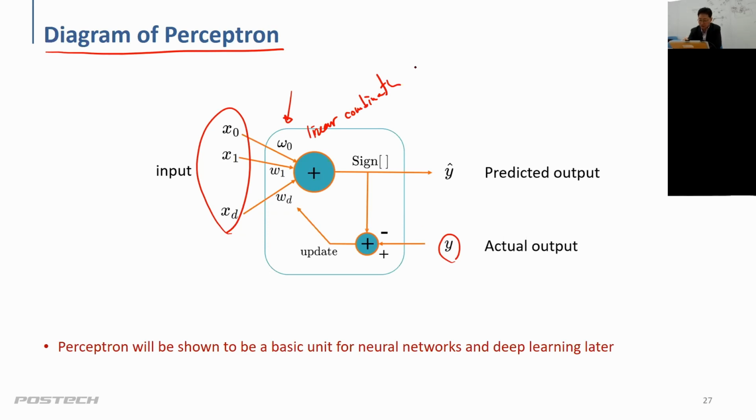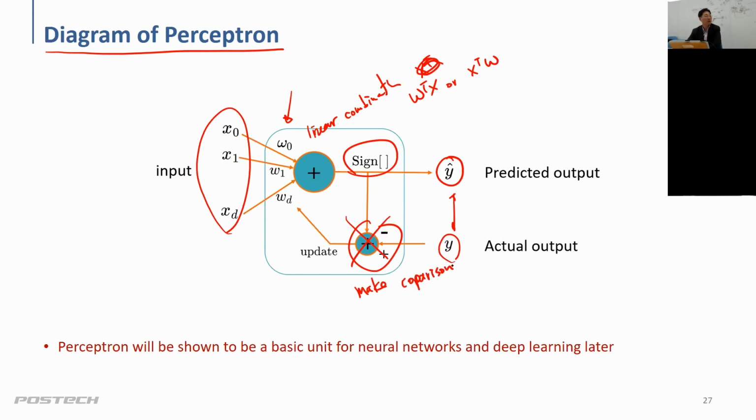And basically, omega transpose X or X transpose omega, you plug into the sign function, and we get y hat. This will be the predicted values, and you can make a comparison. If they are the same, we don't do anything. If different, we do an update, following this rule.